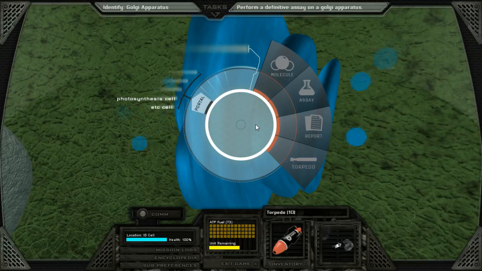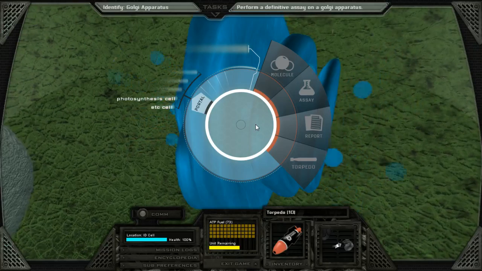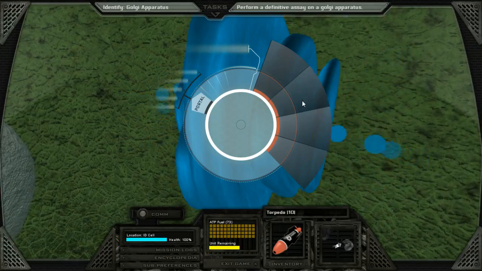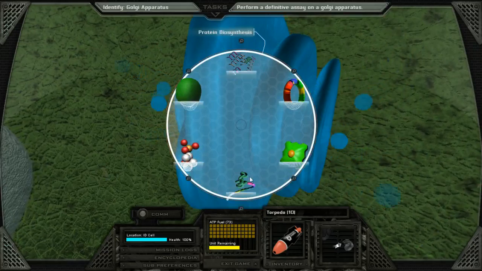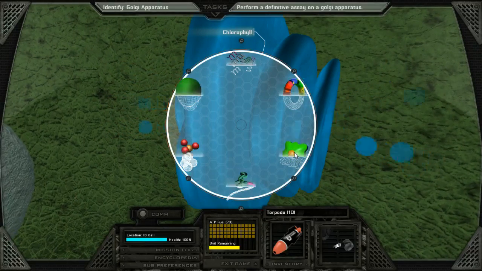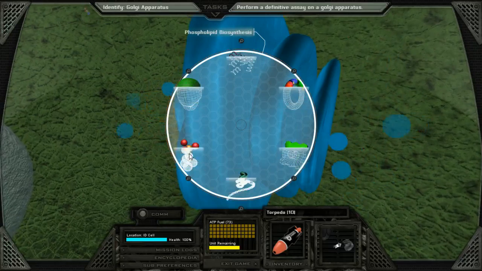As much as possible, we have tried to circumvent brute force and guessing from the student's perspective. We want them to think like a scientist and perform experiments like these assays here. We've chosen these identifying molecules like chlorophyll, protein biosynthesis. These will uniquely identify the organelles in the cell.